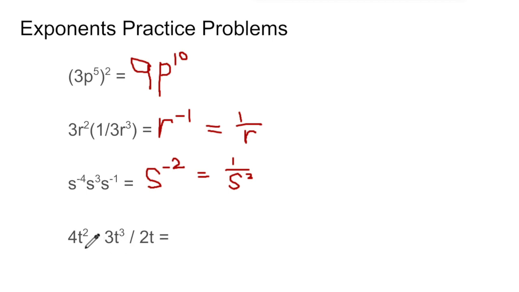And then this last example, 4t squared times 3t cubed divided by 2t. Well, first let's take care of the constants. 4 times 3 is 12, divided by 2 is 6. So those 3 constants just multiply out to 6, right? We have a multiply and then a divide by 2.